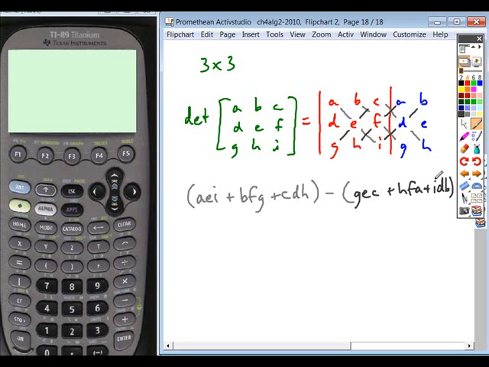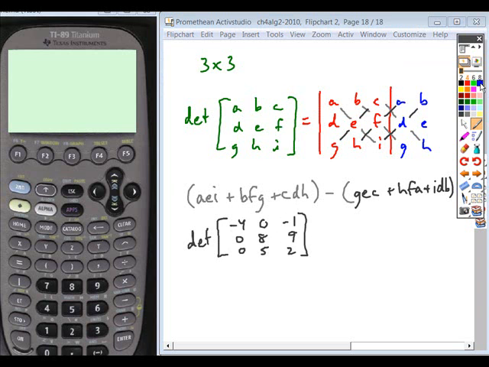So when you look at this, if we were to take an example of this set, if I asked you to find the determinant of -4, 0, -1, 0, 8, 9, and 0, 5, 2. If you were working through to solve this, what you're going to do is set up your vertical bar to represent the determinant. And then you're going to duplicate your first two columns. So -4, 0, 0, 8, and 0, 5.